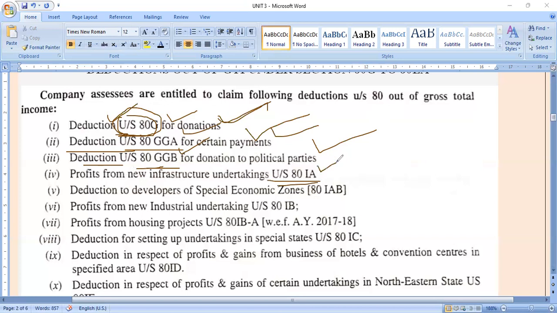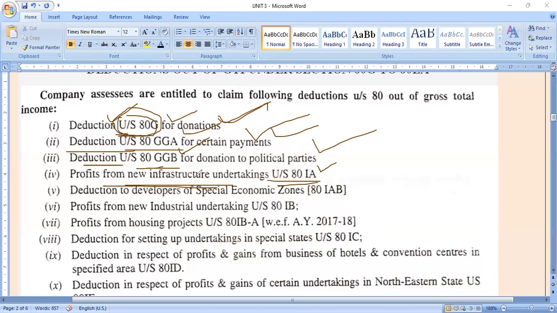This is IA, not 1A. Under section 80IA, to infrastructure undertakings, if a company donates, that amount will be allowed as reduction. See, what do you mean by infrastructure? Infrastructure means providing the facilities for the building, like electricity, very good basic facilities like road transportation or rails or communication or banking sector or insurance sector, or buildings for the development purpose. Okay, this is all what you mean by saying infrastructure.